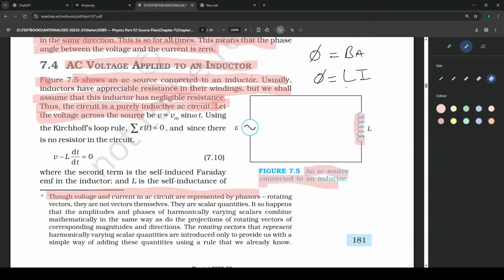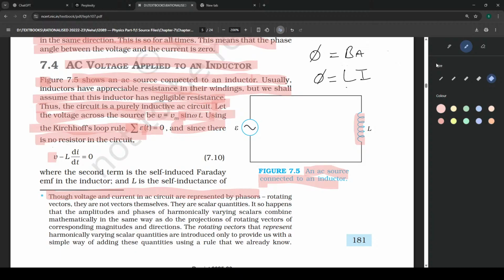Let the voltage across the source be V, which is equal to Vm sin omega t, the basic equation that we saw before. Now use Kirchhoff's loop rule. Basically, the loop rule says that the potential difference across a closed loop will always remain zero. That is the formula, sigma E, where the total potential added becomes zero. And since there is no resistor in the circuit, we know the formula here.